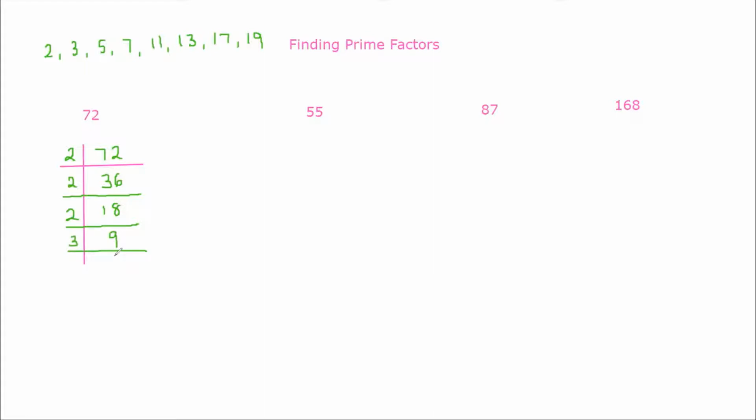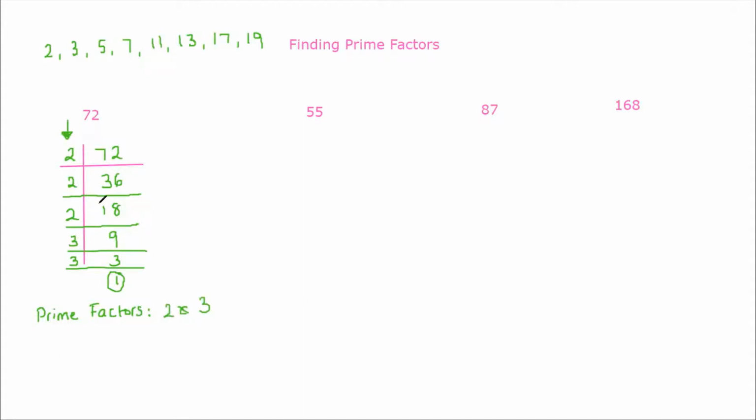So we put that down here. And then 3 itself is prime, so it can only be divided by itself, and that will give you 1. Once you have 1 down here, you know that you've found all of the prime factors. So these numbers here are the prime factors of 72. So you can say the prime factors of 72 are 2 and 3.